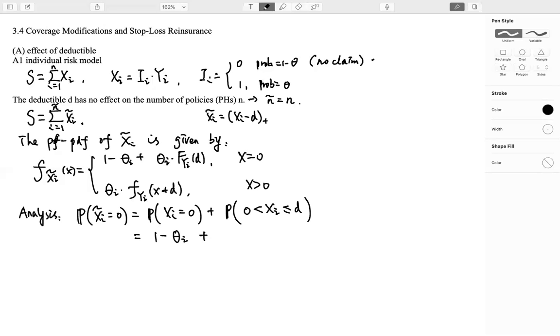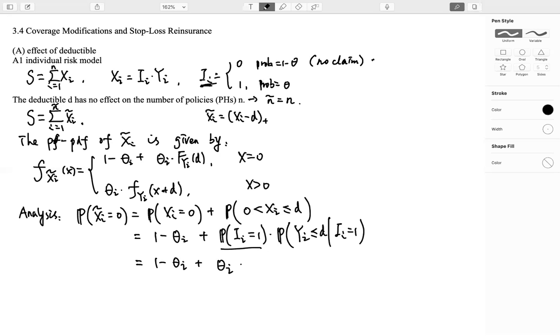Plus, okay? So in order for this to be bigger than 0, my I has to be 1. And when this is bigger than 0, my Yi has to be less than d, right? In order for it to happen. If my big I is 0, then nothing happened. So I have to make sure it will take value 1, means something happened. And I have to make sure the size of that should be less than the deductible. So 1 minus theta plus, okay, so this is theta.